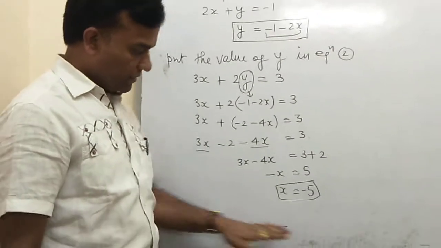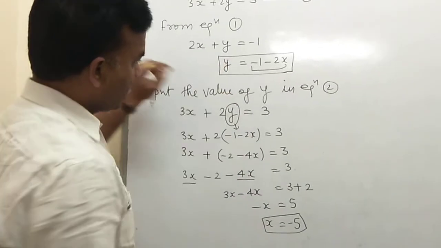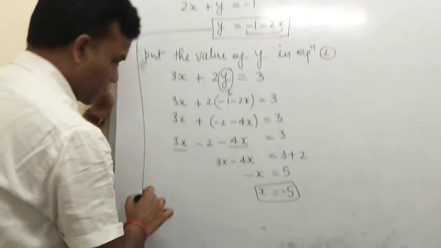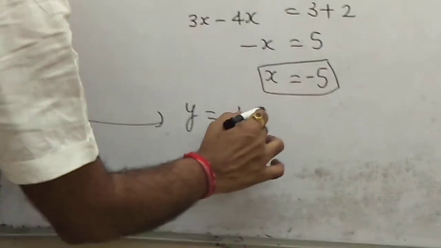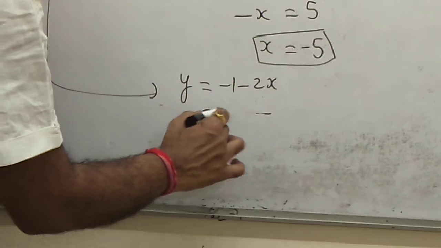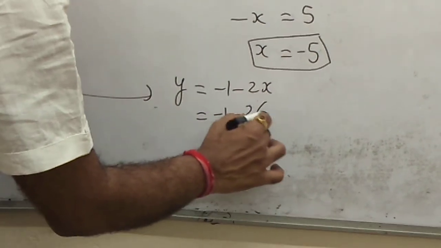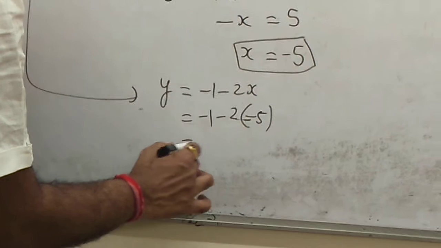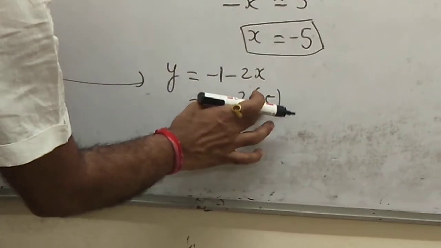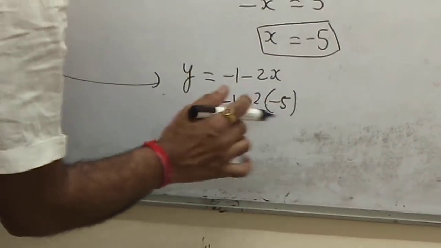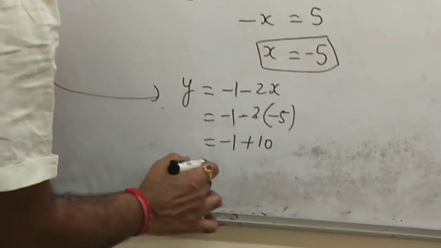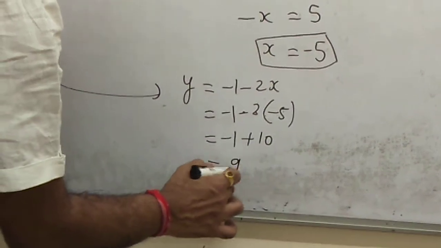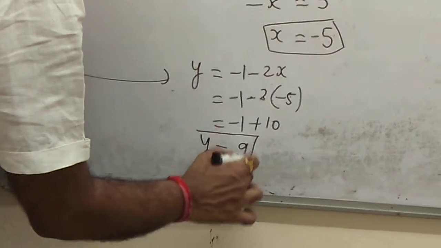Okay, so now that is very easy. Now substitute this value of x here in y, because y is in the form of x. So y is equal to minus 1 minus 2x. This solution is again very easy. You put the value of x here: minus 1 minus minus, this minus sign and this minus sign make plus, 2 5s are 10, and now minus 1 plus 10 is 9. So that is again easy going. You got the value of y.